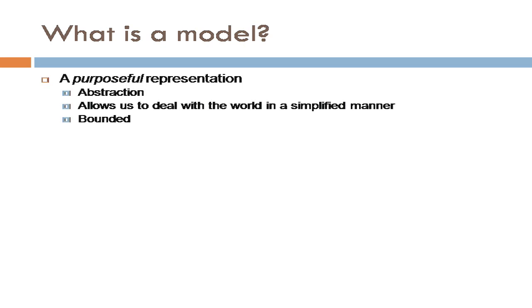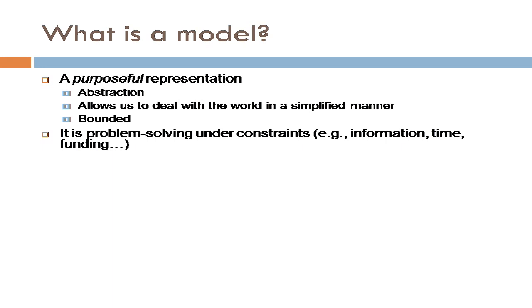So, what is a model? It's basically a purposeful representation. Most of you have said it's a representation of something, but a key word is purposeful, and we'll go into more detail about why that's important later. So, it's an abstraction of a real-world system, and this representation allows us to deal with the world in a simplified manner. And it's bounded in terms of having a scope.